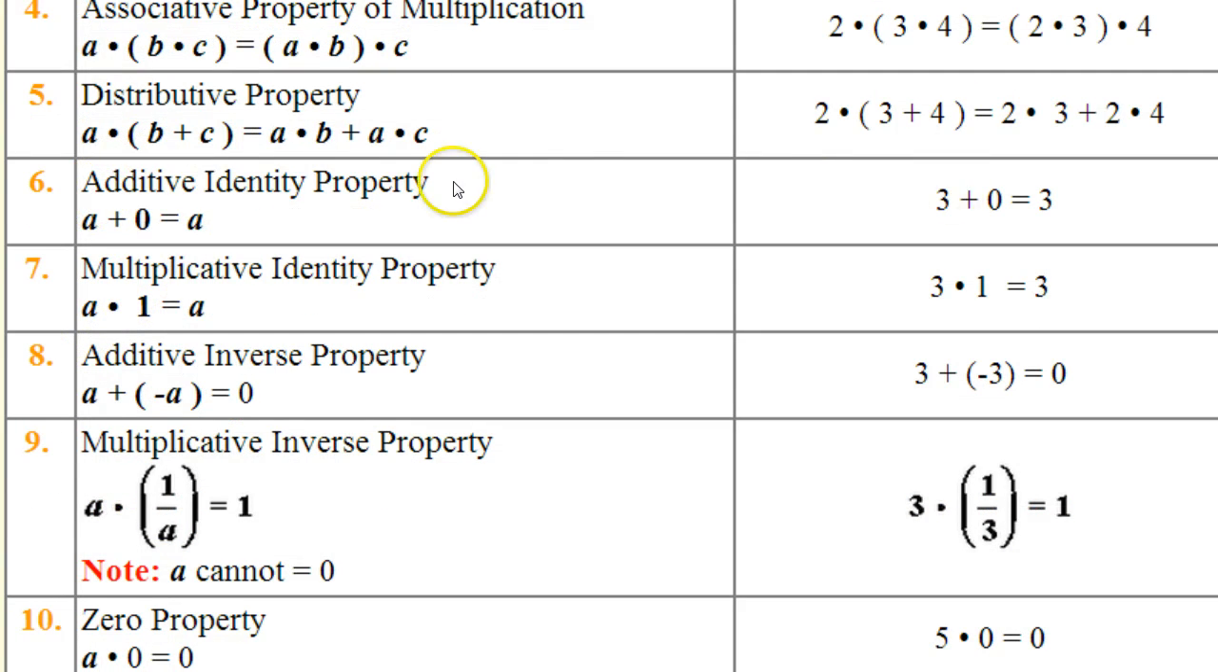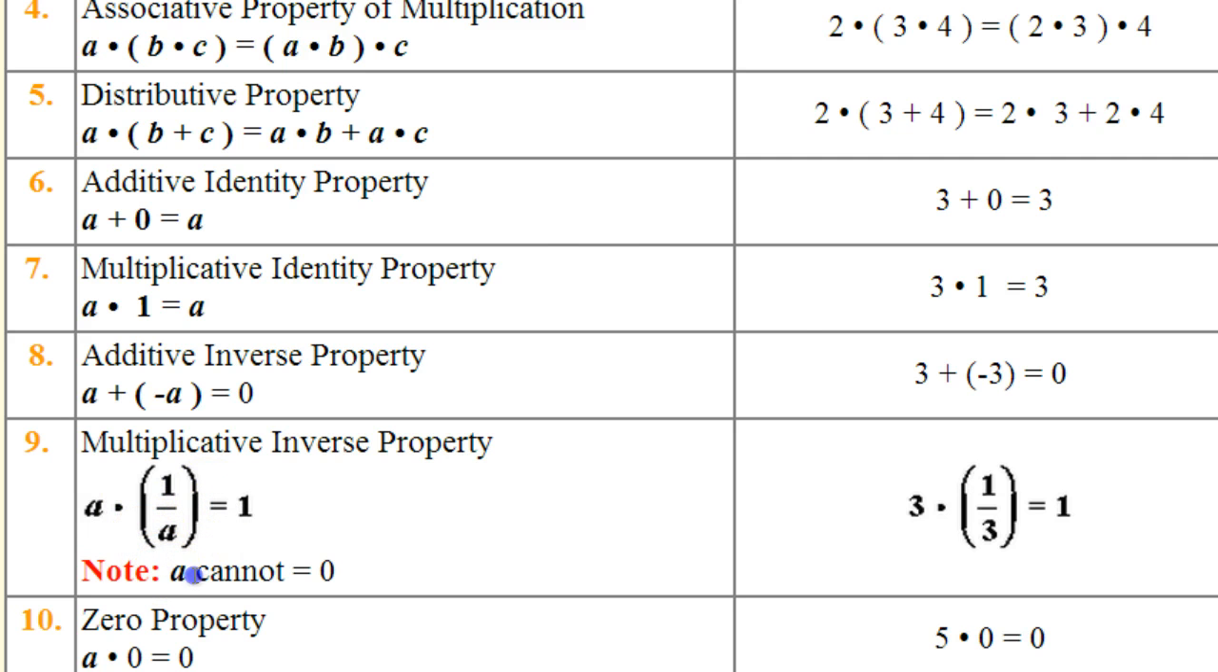Additive identity property is where you're adding 0 and you get the same thing. Identity is where you get the same thing. Multiplicative identity is where you multiply and you get the same thing, so you're multiplying by 1. Additive inverse is, an inverse is the opposite in mathematics. Just know that. So additive inverse is where I add opposites and I get 0. Multiplicative inverse is where I multiply reciprocals and I get 1.